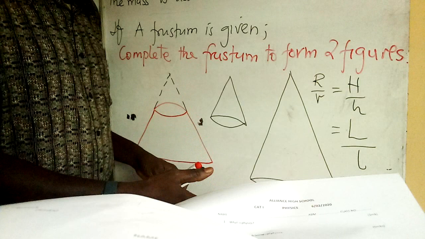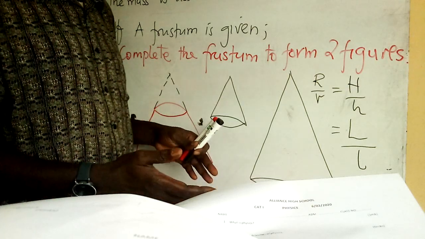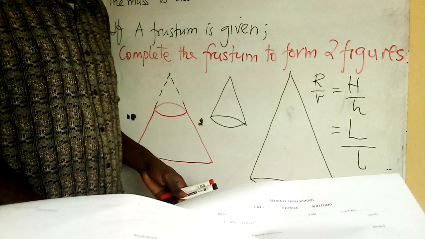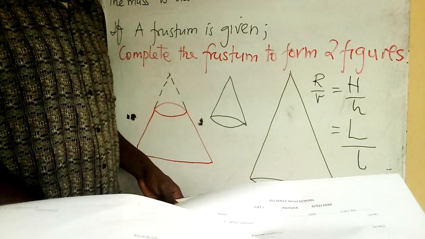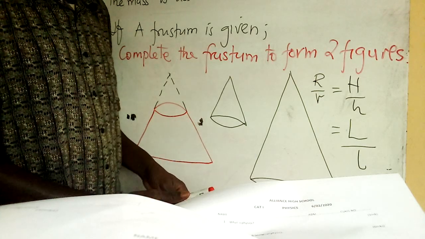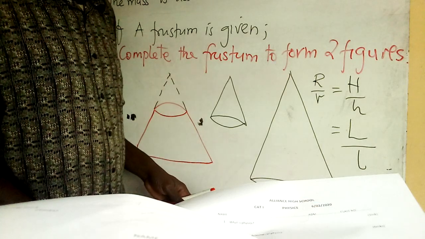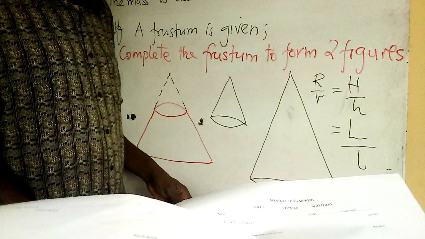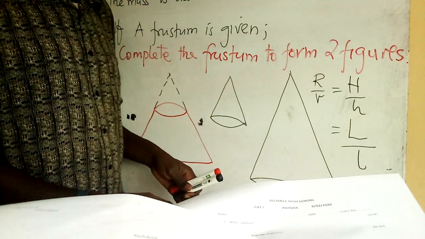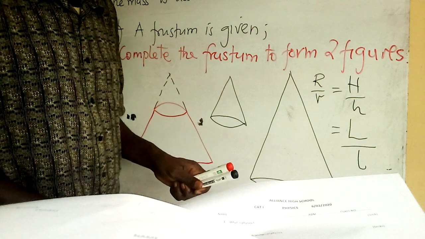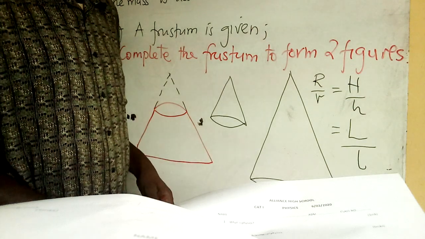The questions that follow are like volume of pyramid, which you know is in the table: a third times base area times height. They are in the table. You don't need to cram that. Volume of a cone is a third pi r squared h, a third times pi times r squared times h.